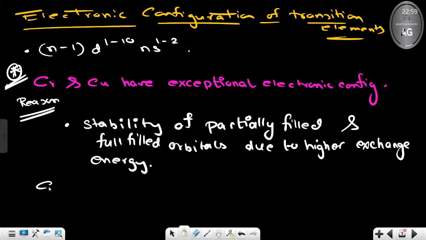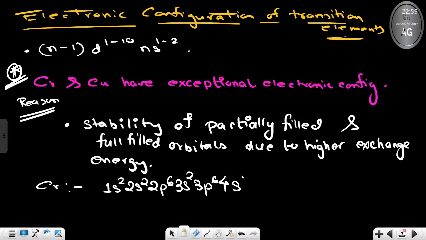Let us see once. Chromium's electronic configuration is 1s2, 2s2, 2p6, 3s2, 3p6, 4s2 is wrong, 4s1, 3d5. 2 plus 2, 4, 10, 12, 18, 19, 24. So this is the configuration where a change is in the last part, because half filled orbitals are more stable. That is why one electron jumps from the 4s to the d orbital.